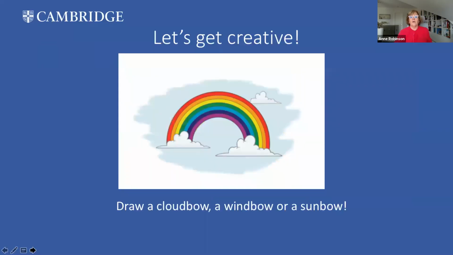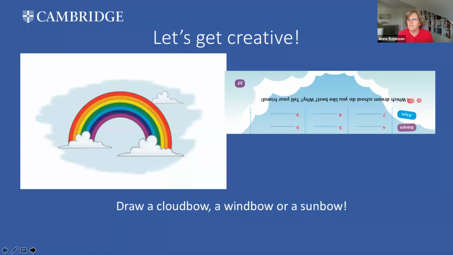Right. Okay, so thinking about creating new words, creating new things. Okay, so you could take a rainbow, for example, and get your students to imagine, what would a wind bow look like? What would a cloud bow look like? What would a sun bow look like? Okay, and get them to imagine or draw a picture of what those things could look like.